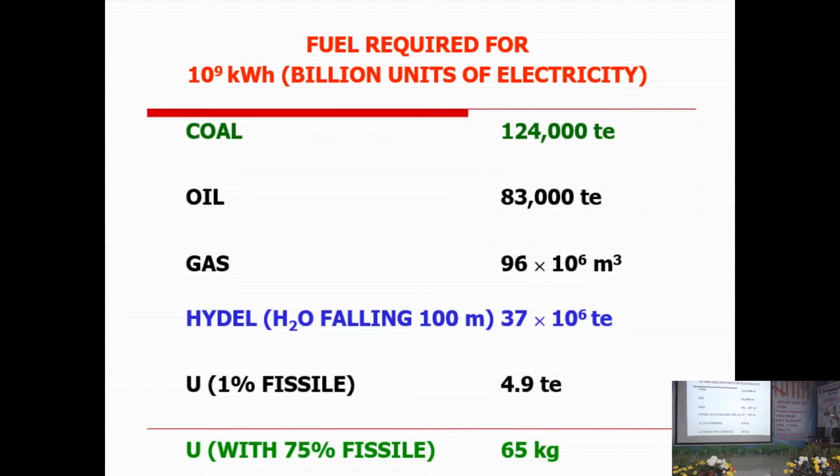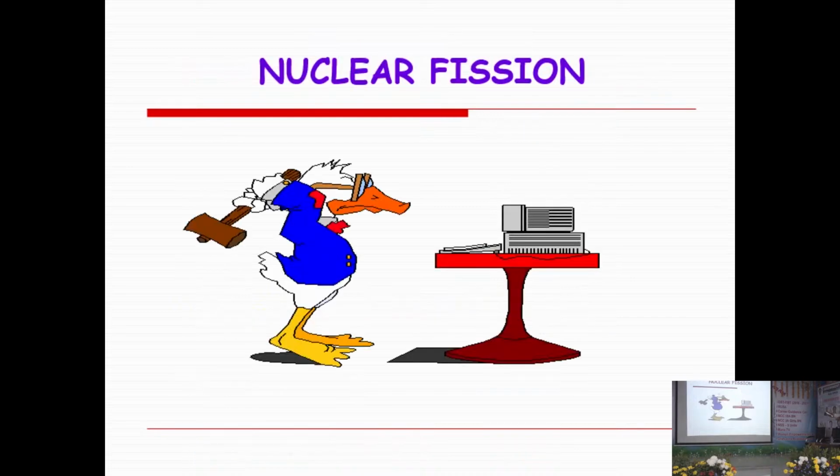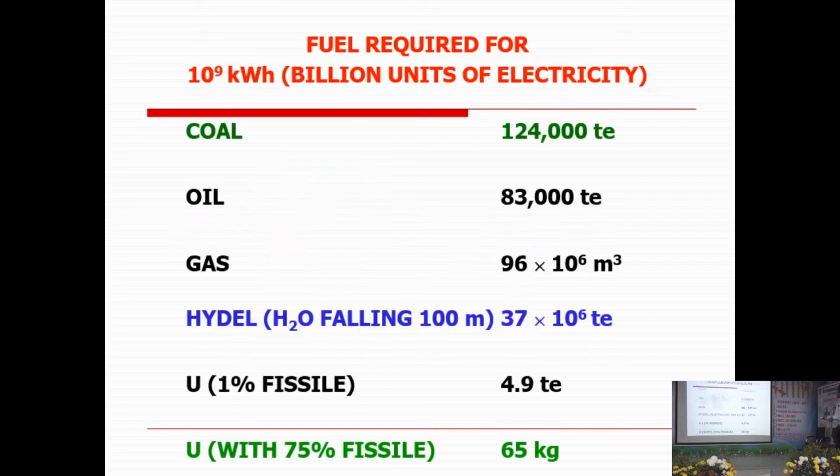Now, suppose you want to generate a billion units of electricity. In the case of coal, we require 1,24,000 tons of coal, in the case of oil 83,000 tons, and for gas 96 into 10 power 6, that is 96 million cubic meters of gas. In the case of hydel, we require 37 into 10 power 6 tons of water.